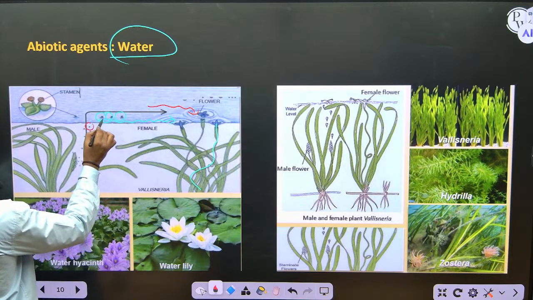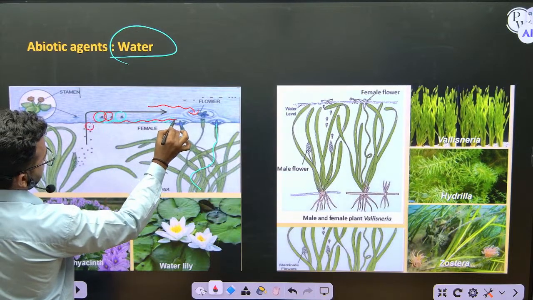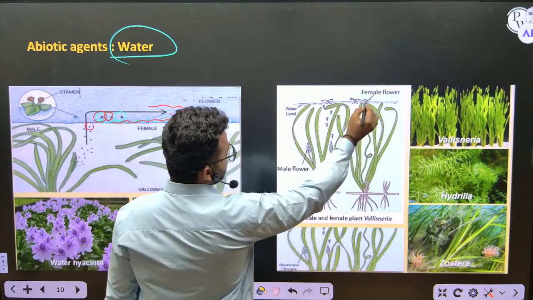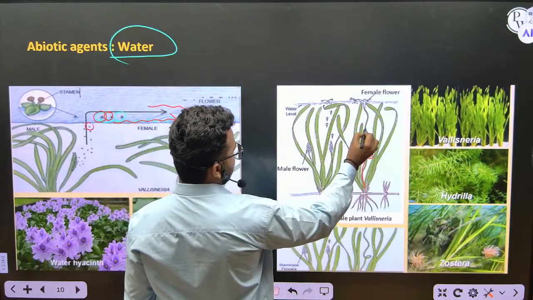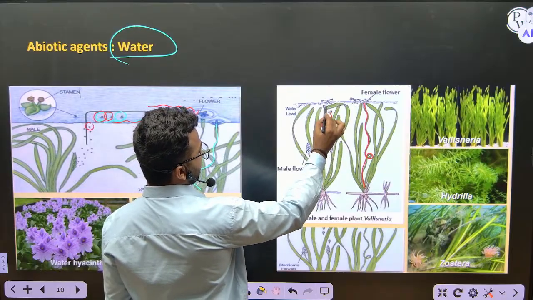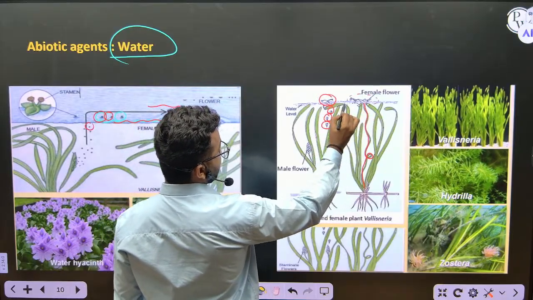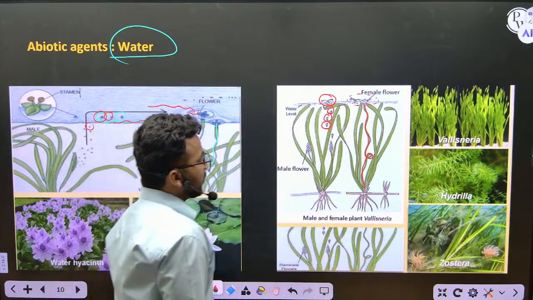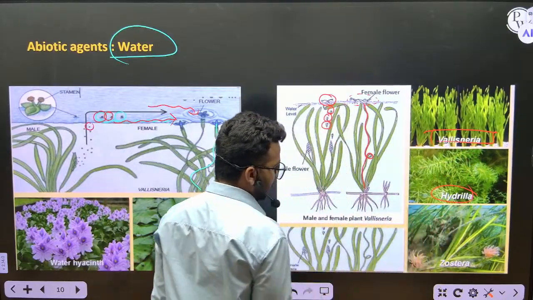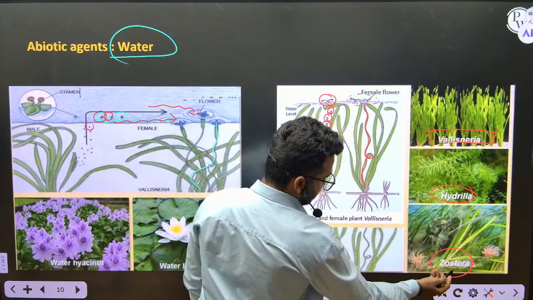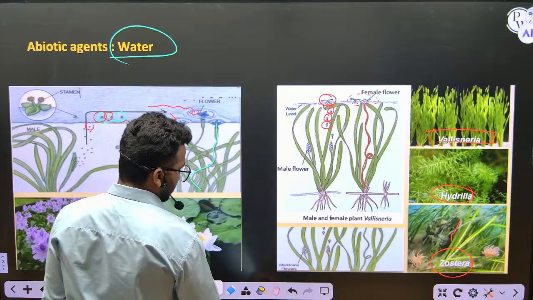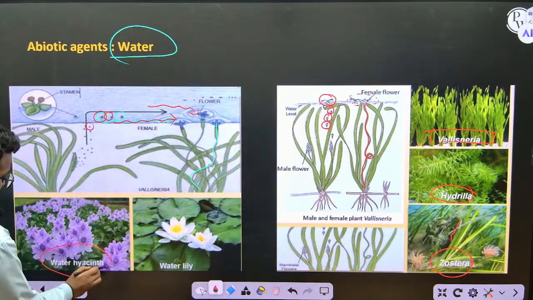So the pollen grains are released here, and they are carried passively through this, and reach there. The female flower is connected with a stalk-like structure. This is the female flower here, and the male flower will release the pollen grains on the surface, and they will be carried to the female flower. And these are Vallisneria, how it looks, and Hydrilla is also an example. And Zostera is the marine grass where the pollen grains are ribbon shaped. And next, water hyacinth and water lily.